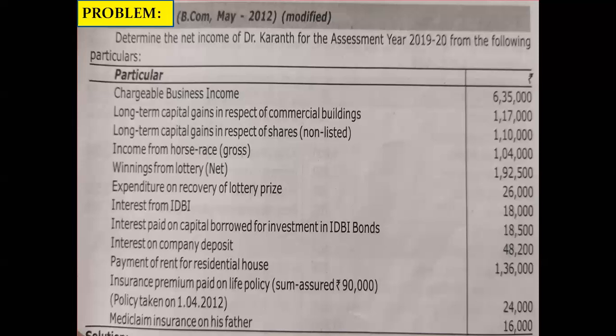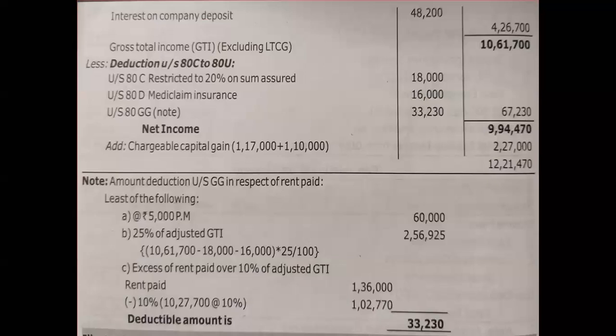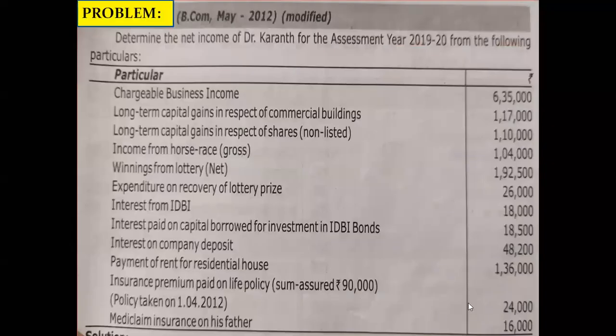Next, insurance premium paid on life policy, sum assured rupees 90,000, policy taken on 1/4/2012. Any life insurance premium paid by the assessee can be claimed as deduction under section 80C. But they have clearly given the information regarding the sum assured, that is the policy amount. In such a case, the amount claimed has to be restricted to 20% of the policy amount. The policy amount is 90,000 and the insurance premium paid is 24,000. So we need to check the date of the policy. Since it has been taken on 1/4/2012, the premium has to be restricted to 20% of the policy amount, and it can be claimed under section 80C.